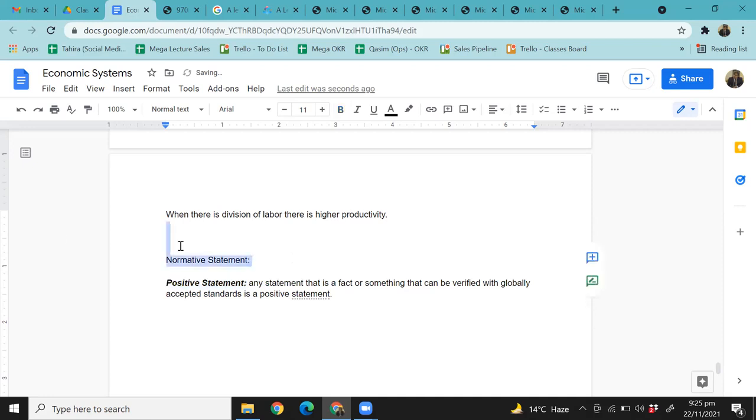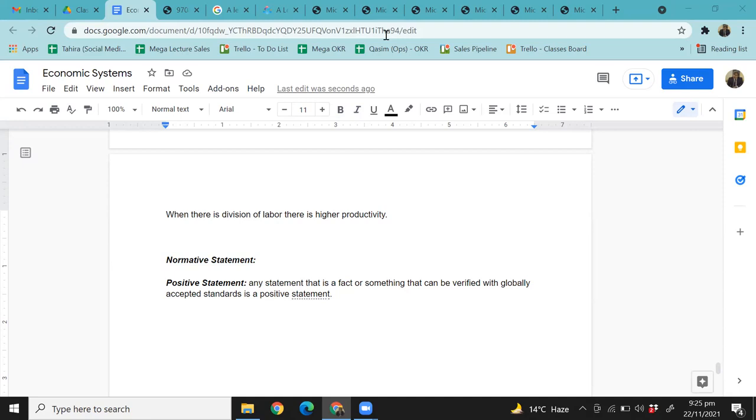Now, okay, now what is a normative statement? A normative statement is an opinion. If the price will reduce, the demand will, yeah, exactly. So the inverse relationship between price and demand, exactly. That's a positive statement. Okay.